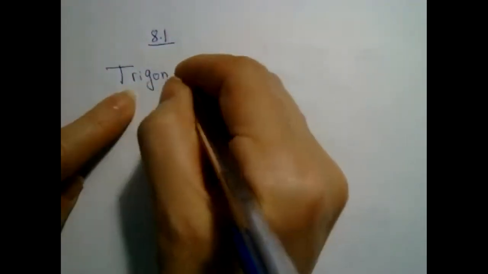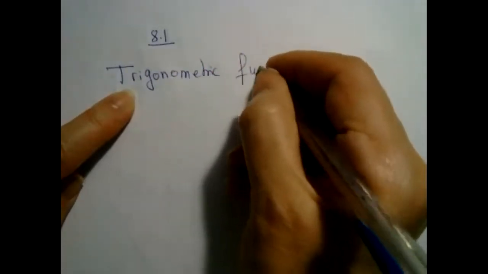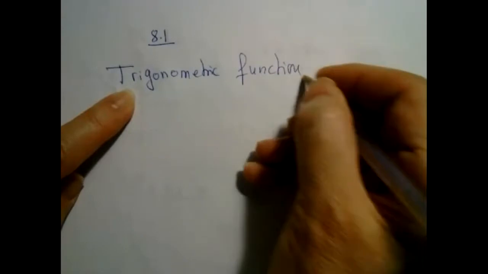All right, today we're going to move to chapter 8, and it's a relatively easy section because most of you have been exposed to it, but we have to go through that. So 8.1, trigonometric function in a right triangle.